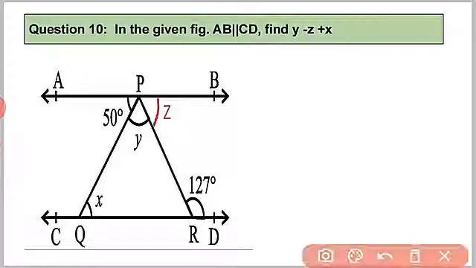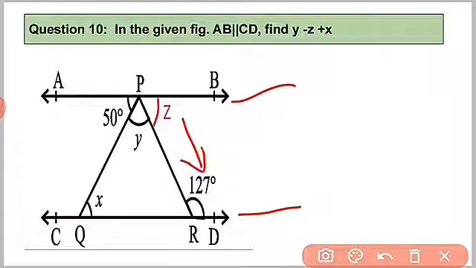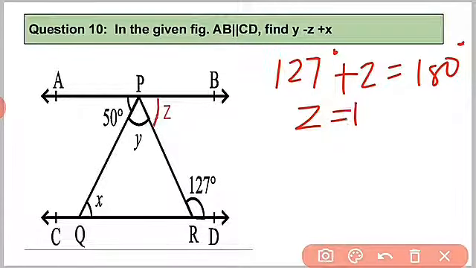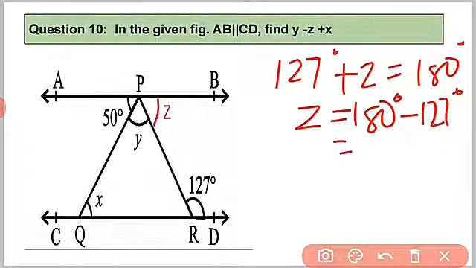So let's find the values for each. We see that AB is parallel to CD, and this angle lies on the same side of a transversal PR, so their sum will be equal to 180 degrees. So 127 degrees plus Z will be equal to 180 degrees, as they are the angles lying on the same side of a transversal, so they are supplementary. So what will Z be equal to? Z will be equal to 180 degrees minus 127 degrees, that is equal to 53 degrees.